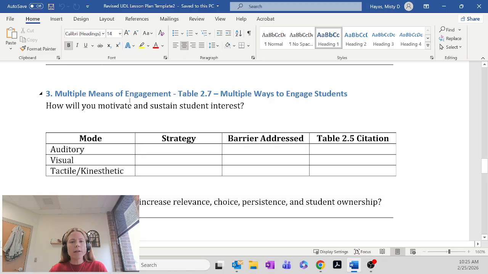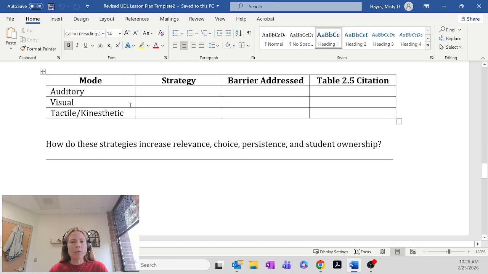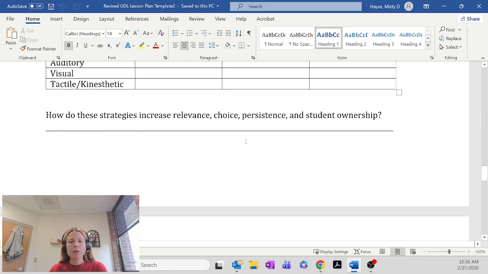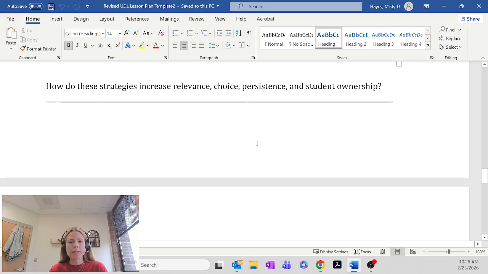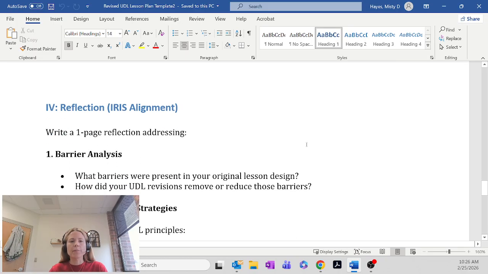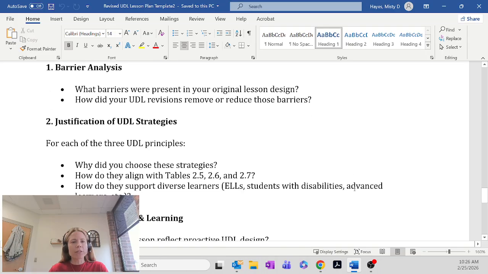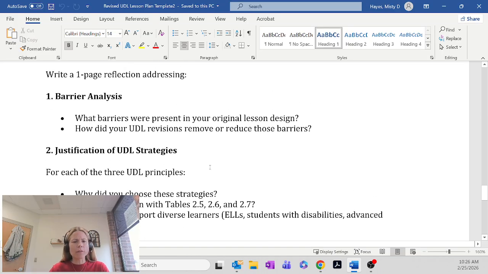And then the third one, we're looking at multiple means of engagement, the third UDL principle, and you're going to use table 2.7 for this. So how will you motivate and sustain their interest? Again, I want you to give me a strategy for auditory learners, visual, tactile, kinesthetic, the barrier that it addressed, and how these strategies increase relevance, choice, persistence, and student ownership. And then lastly, your reflection. I'm not going to go over those because these are what I went over earlier. These are just going to be the questions that you ask.